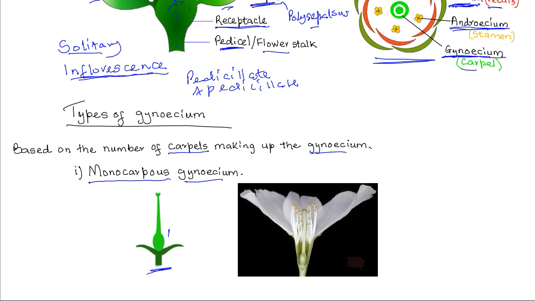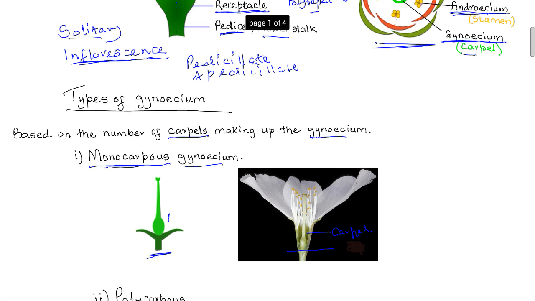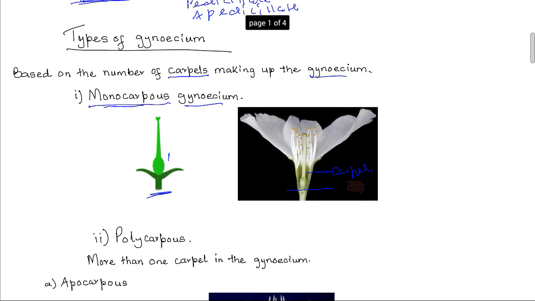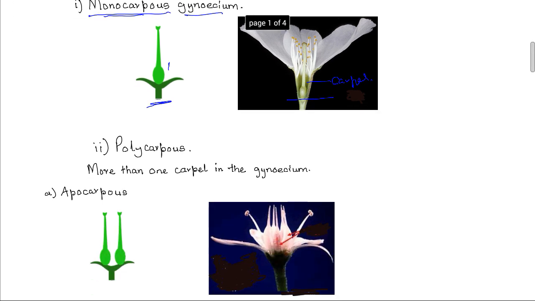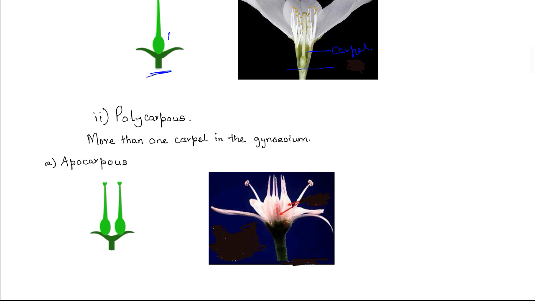And in a typical flower, it will look like this. Here, that's the one carpel that makes up the flower. So, because of the presence of just one carpel, the gynoecium is known as monocarpous. Then there are the polycarpous gynoecium, for which there are two types. Polycarpous gynoecium is one in which there is more than one carpel present.